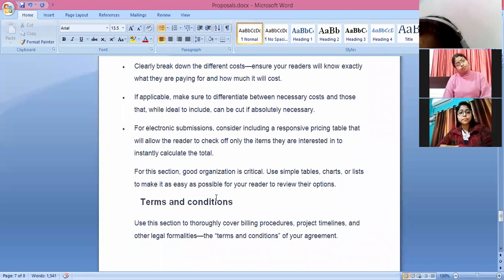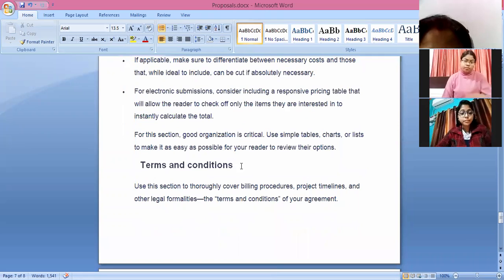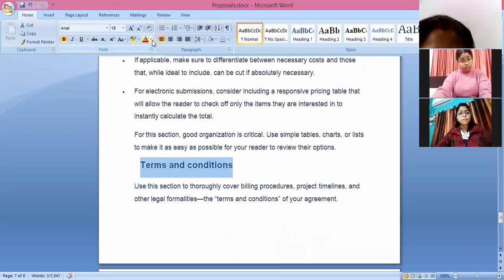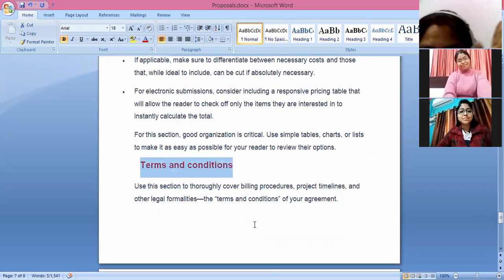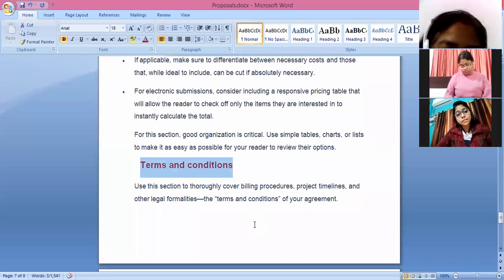Fine. Have you understood? Try making this once, okay? Terms and conditions. This is also important. No, what is not important? Everything is important. When you are writing a proposal, make it properly, like a professional. Maybe you can also make it for your company, for the company that you're working for, or whatever you're doing.